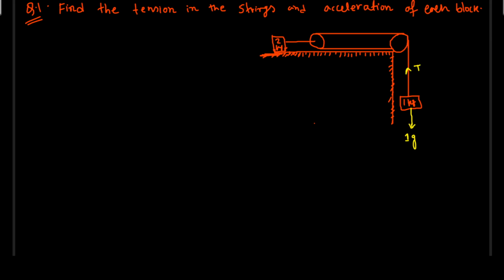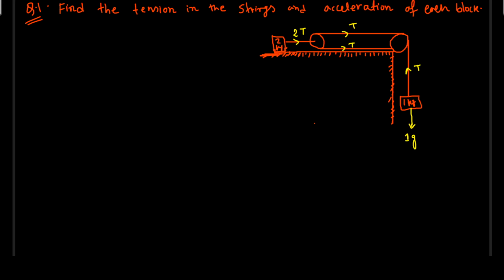If the tensional force is T, then as this is the same string, you can see that this string, this string and this string are the same. One string is connected across both pulleys. So if this is T, this will also be T, and this will also be T. Now if this is T and this is also T, then this will obviously be 2T. So the force acting on this block is 2T.